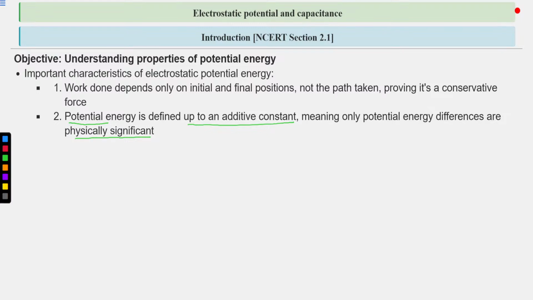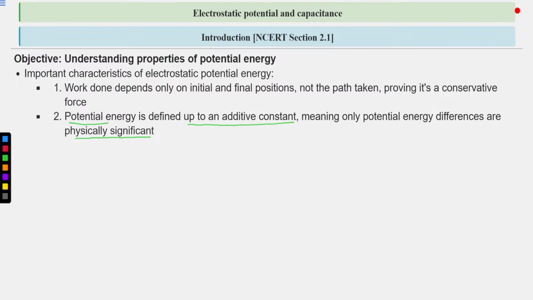Potential energy alone is not a physically significant term. The physically significant term is potential energy differences, because it remains constant, rather, it doesn't depend upon the reference point. What does that mean? Up to an additive constant means if at any point we take potential energy as 2 joule and at another point 5 joule, the potential energy difference between the 2 points is 3 joule.